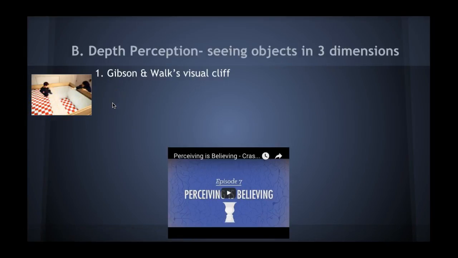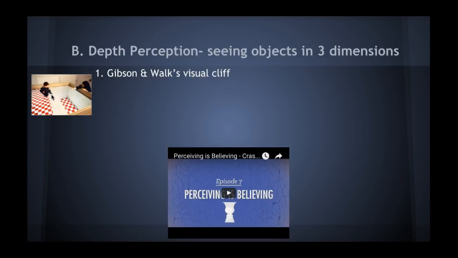Obviously, it's very safe. They have the plexiglass there, but it makes it look like there's a cliff that they're going to be going off from. And as you can see from this kid here, he's very carefully putting his foot out there, trying to test the waters and trying to figure that out. What they found? Yeah. Babies actually do have depth perception. They could actually tell that this was a cliff that they might potentially fall off from.